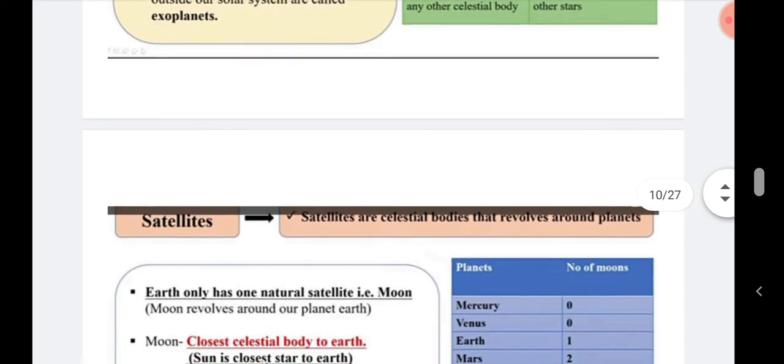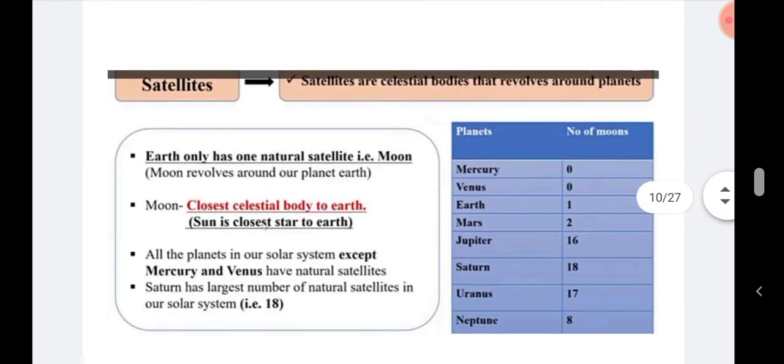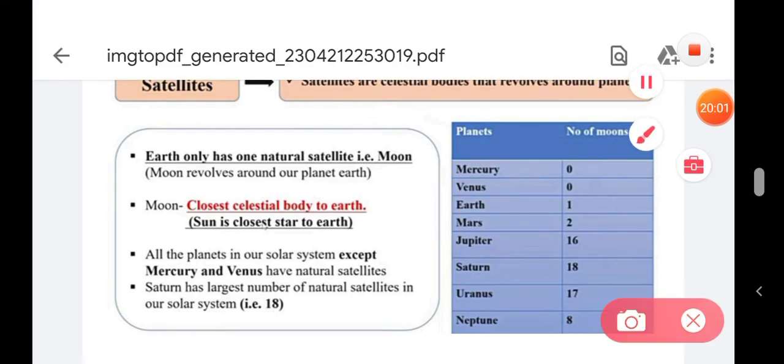So next topic is satellites. Satellites are celestial bodies that revolve around planets. जो सन के चारों तरफ घूमती है उसको हम क्या बोलते हैं? Okay, जो planets के चारों तरफ मूव करते हैं उसको हम क्या बोलते हैं? हम उसको बोलते हैं satellites.